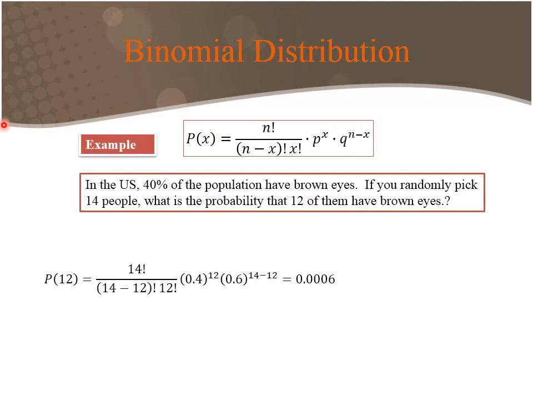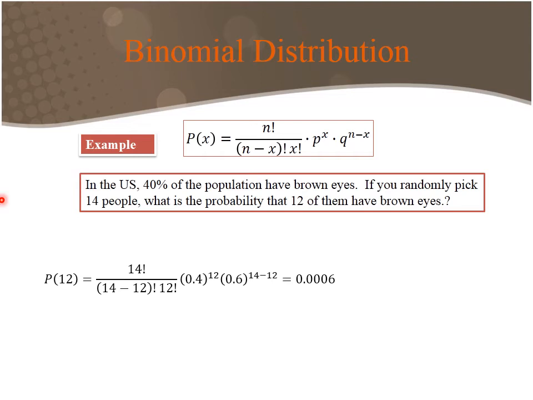So we can use our probability for the binomial distribution formula and say the probability that we'd have 12 people with brown eyes is 14 factorial divided by 14 minus 12, or 2 factorial, times 12 factorial. The probability of a success in this case was 40%, so 0.4 to the number of successes, 12, times the probability of a failure, or the probability that someone doesn't have brown eyes, is 0.6 to the second power. And this all calculates out to 0.0006.